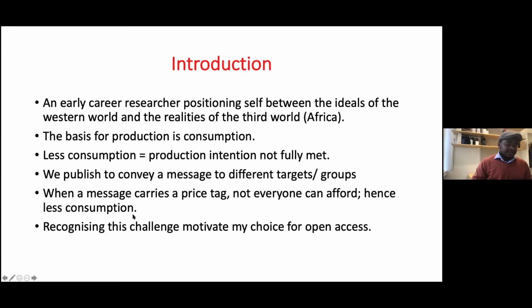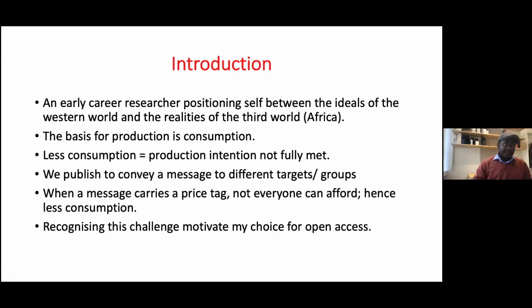Beginning with the introduction, again, I'm an African researcher working in this part of the world, and with the ambition to continue to work in this part of the world, at least for some time. And I try to position myself between the ideals of the Western world and the realities of many third world countries, including Africa. I see the whole idea around publication to be like producing an economic good.